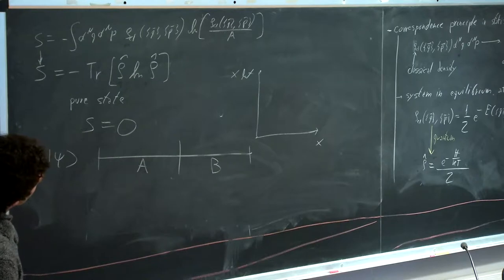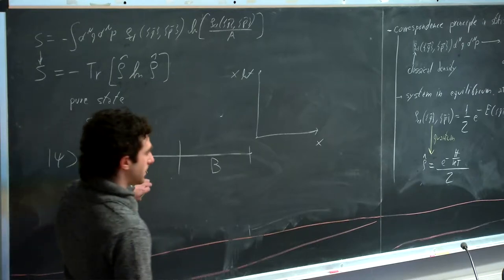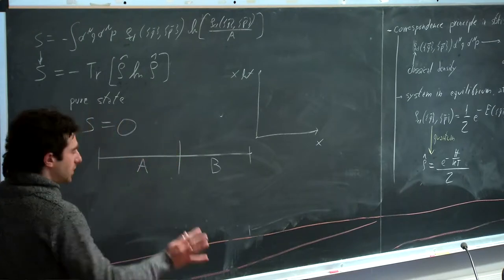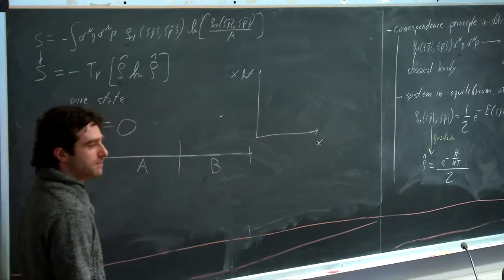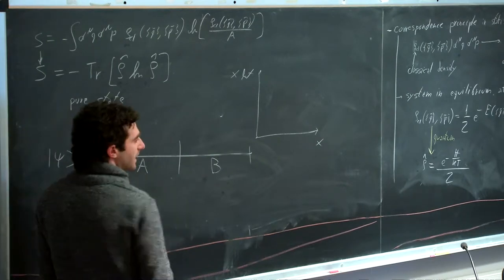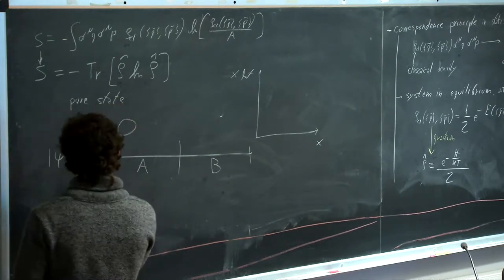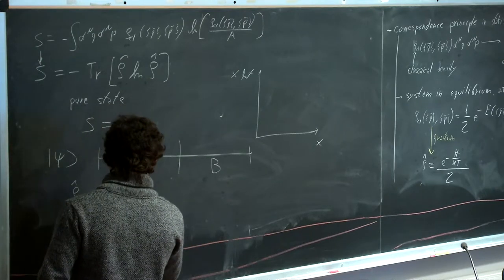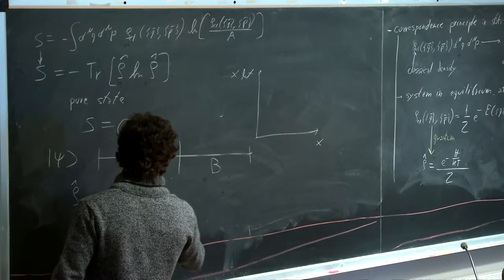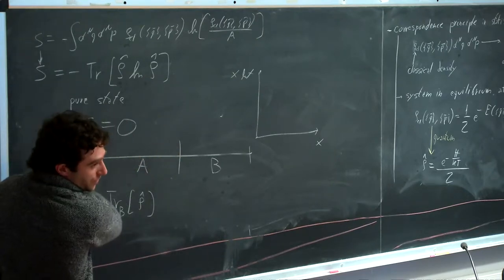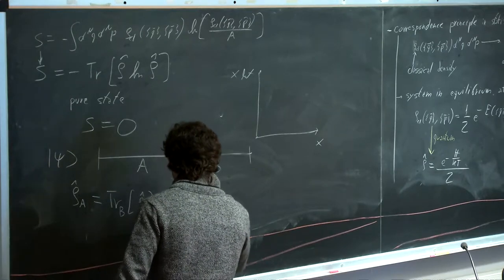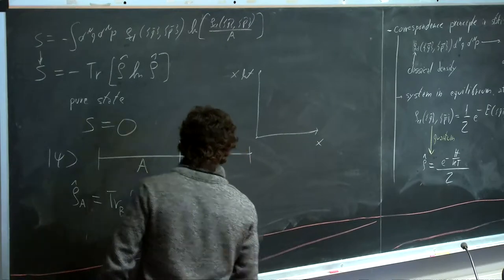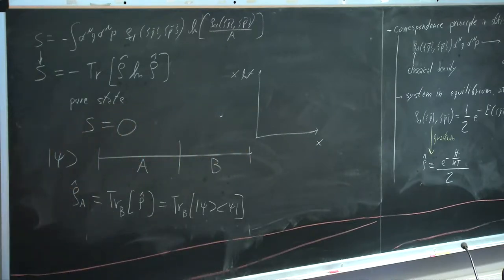Now, yesterday, we have seen how to describe the observables in A. So let's just consider this kind of reduced density matrix. So let's say we are not interested in what's happening in B, and we want to construct the density matrix of A. We know how to do it, and we know that rho A is equal to the partial trace over B of the original density matrix, which was just the projector on psi. This is equal to trace over B of |psi><psi|.